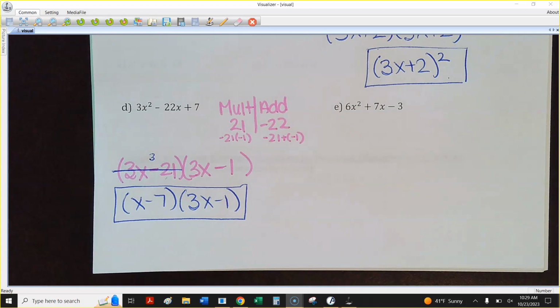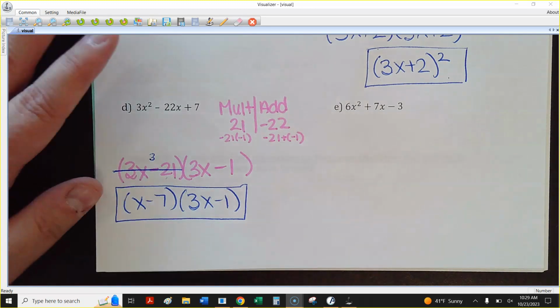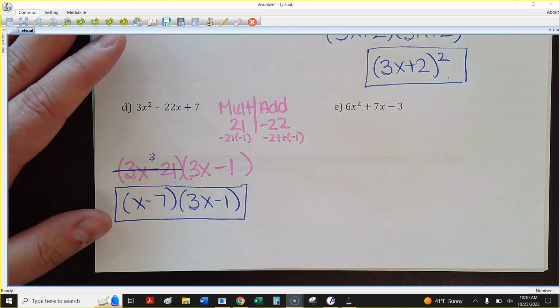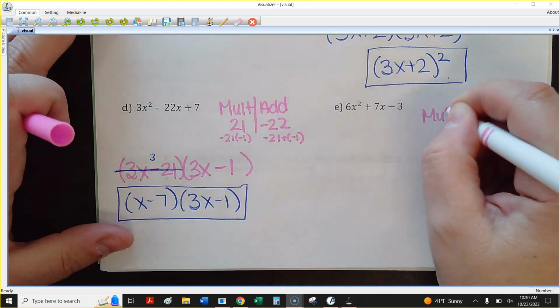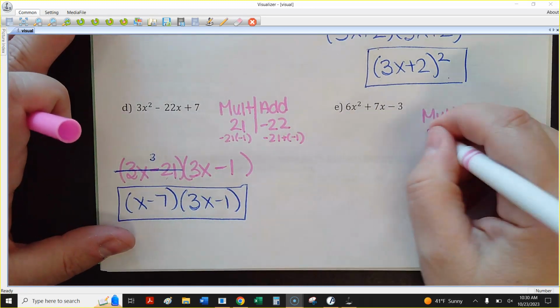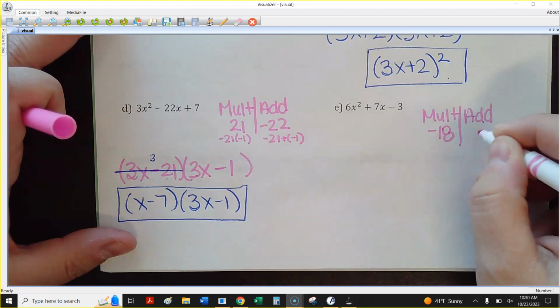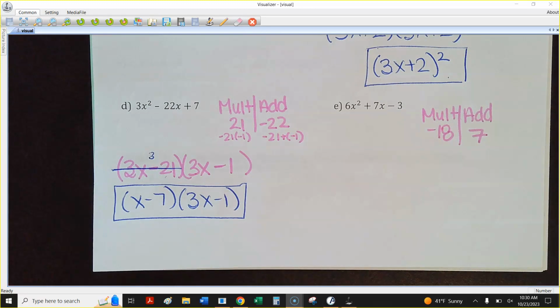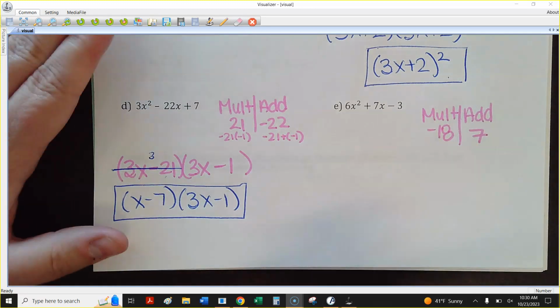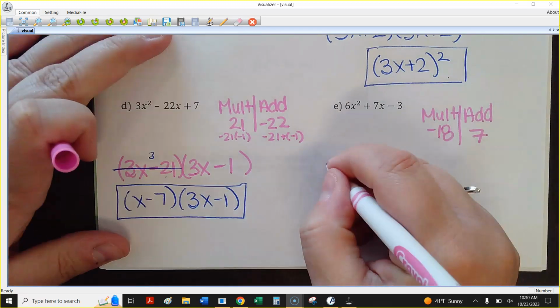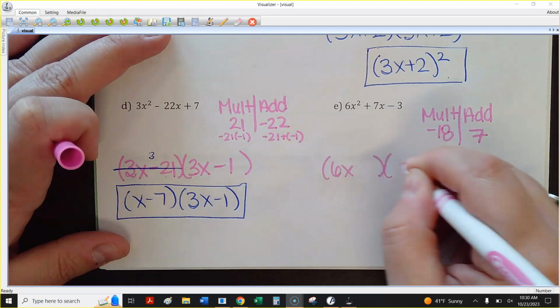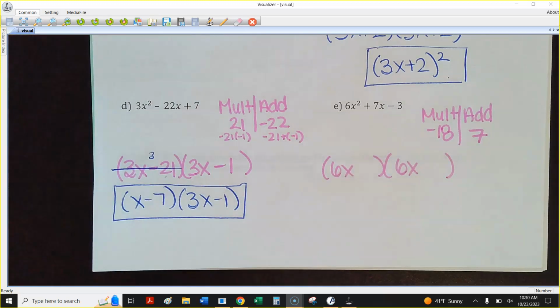Now, we got one more, and then I'm going to do a couple harder ones with you guys on the back. So, multiply first and last. So 6 times negative 3 is negative 18. I'm going to add to get the number in the middle, which is 7. And while we're thinking about that, I'm going to just write my little parentheses. I'm just going to start both of them out with a 6x for this problem. What two numbers can I multiply to get negative 18 that would add and give me 7? What do you think?